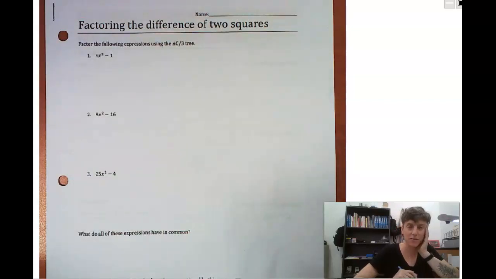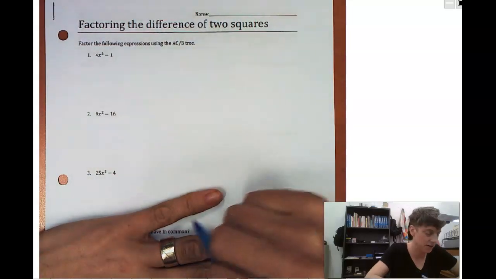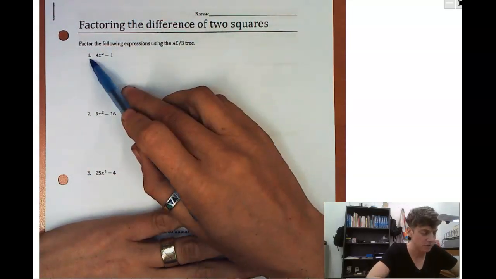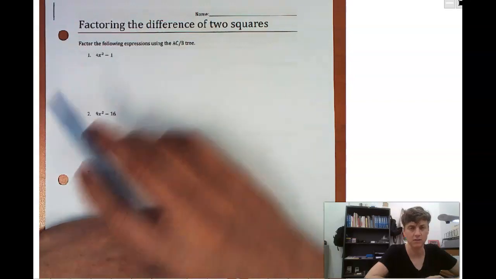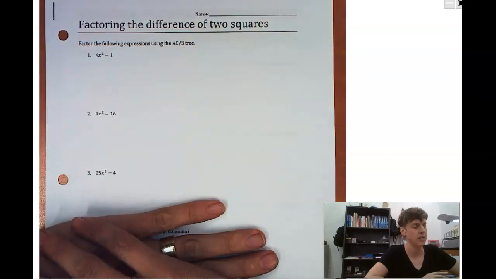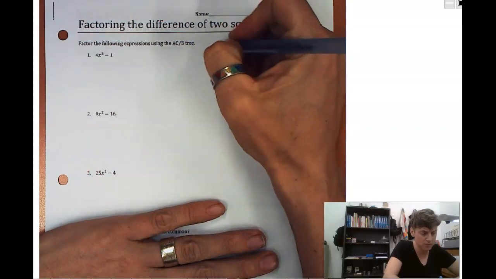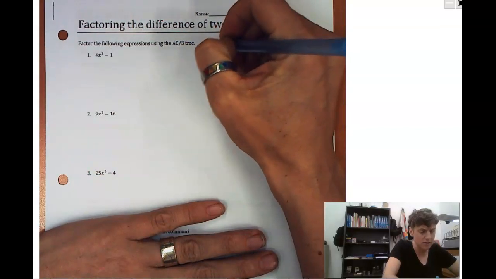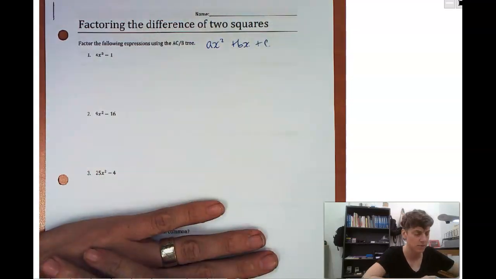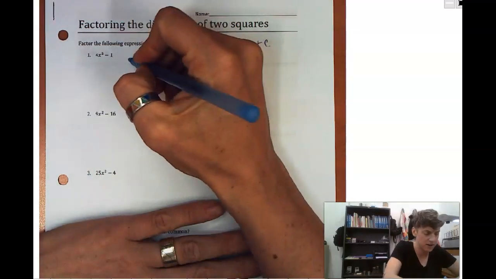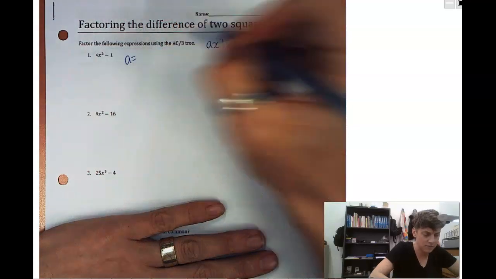Anyway, let's factor the following expressions using an ACB tree. Sounds simple enough. Let's see, we've got 4x squared minus 1. We're definitely missing something here for an ACB tree because this is supposed to be in ax squared plus bx plus c form.